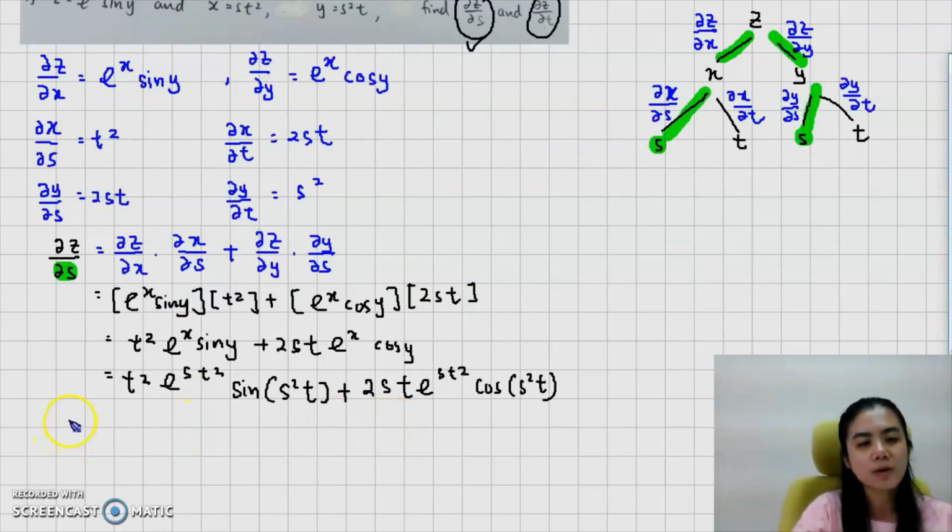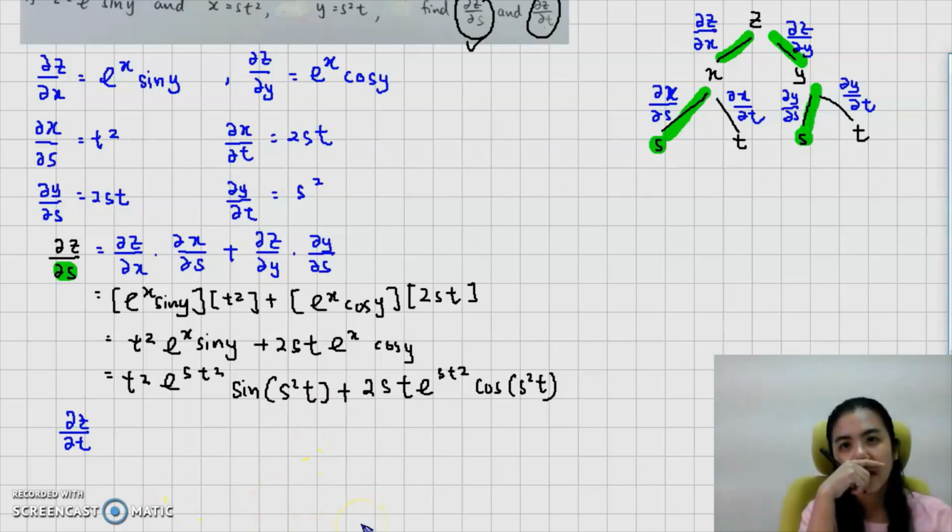So we're looking for ∂z/∂t. What happened to the chain? You figure out what's the chain. Look at the diagram. The diagram will help you to write the chain. You can pause the video for a while and look for the correct chain rule formula.